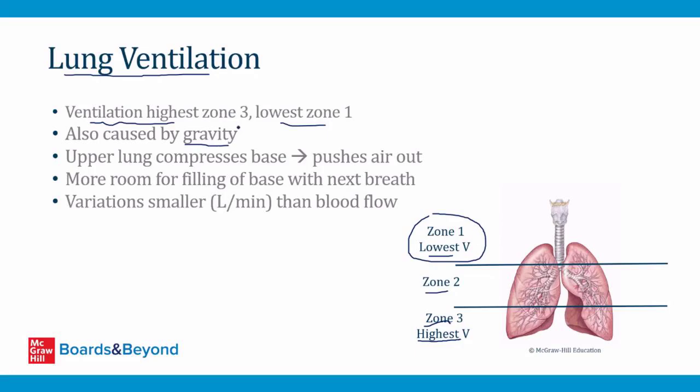The reason ventilation varies by zone is that the upper lung is pulled down by gravity and it compresses the lower lung tissue and pushes more air out with each respiratory cycle. This leaves more room for filling the base with the next breath, and so as a result, you get these variabilities in ventilation based on the zones of the lung. However, you should know that the ventilation variation is smaller than that of blood flow. So in other words, even though blood flow is lowest at the top of the lungs and so is ventilation, the change from bottom to top is smaller for ventilation compared to perfusion.